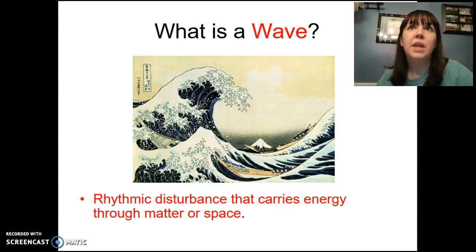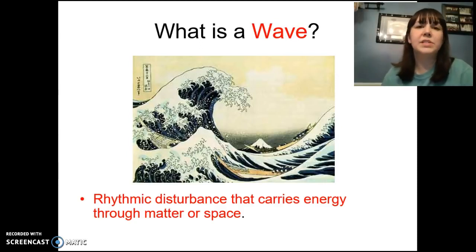It could be energy moving from an earthquake through a tsunami. It could be sound moving from my voice to the camera here and picking it up and then transferring to your ears from the headphones that you're wearing. But it's carrying energy from one place to another with some kind of a rhythmic disturbance.